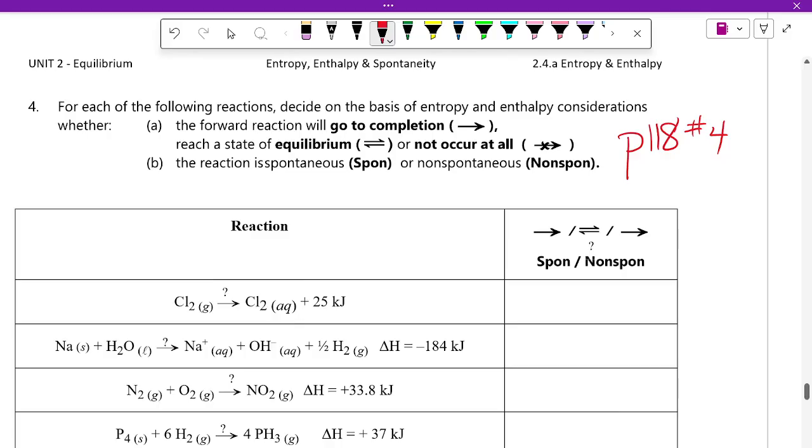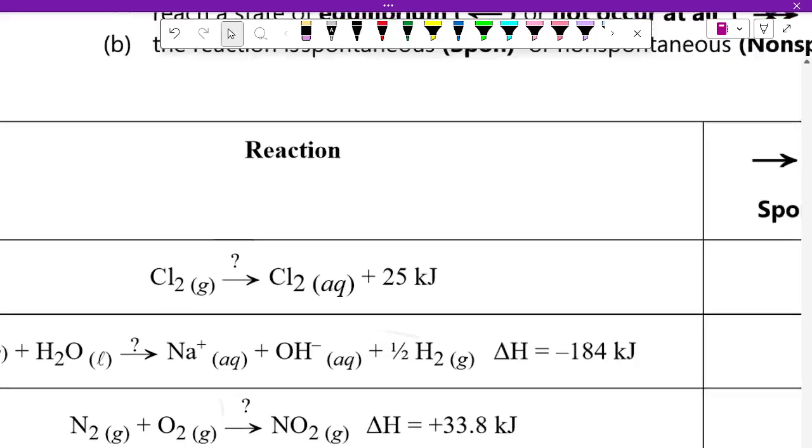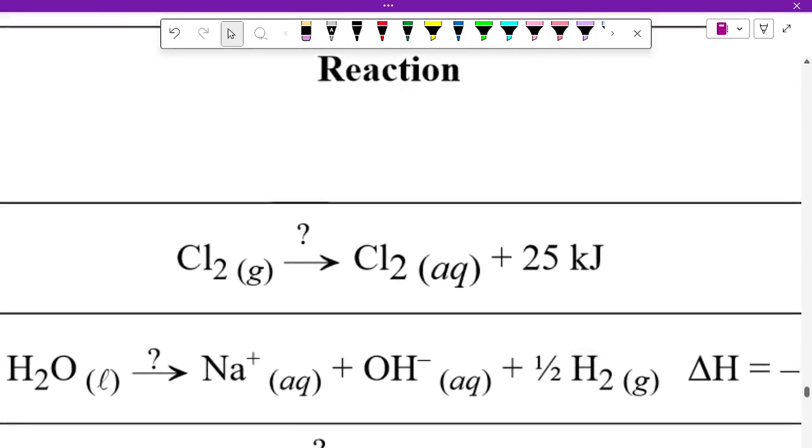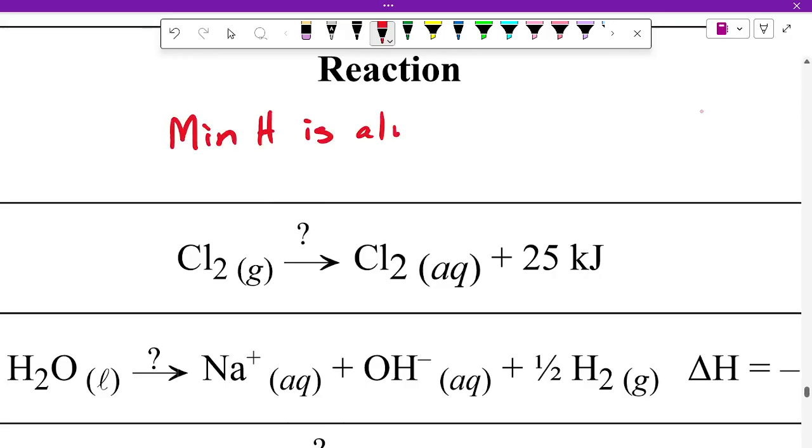Okay, so here we go. We want to know if the reaction will go to completion, reach a state of equilibrium, or not occur at all. So what we're looking for is where our maximum entropy and minimum enthalpy are. Minimum enthalpy is always with the heat term.